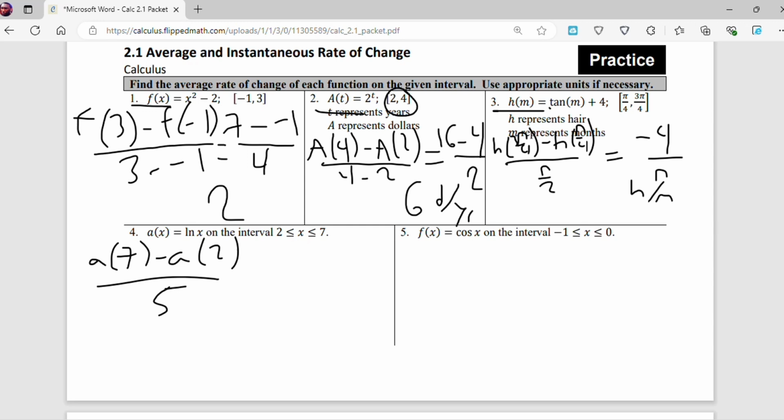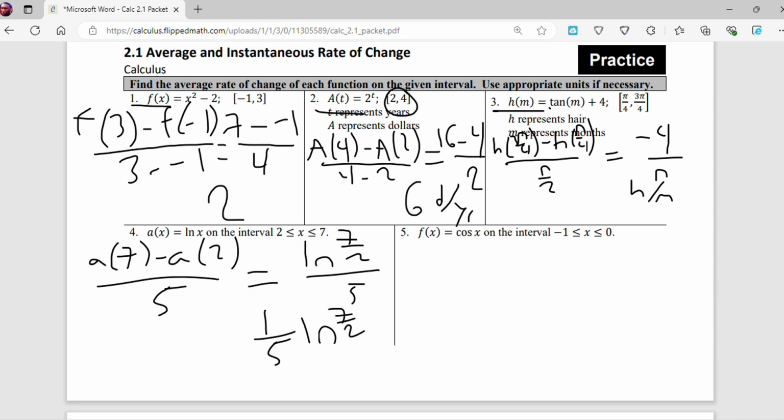Now, we don't know what ln 7 is. We don't know the exact value of ln of 2 either. So what we can do is have ln of 7 over 2 over 5. Why did I combine ln of 7 over 2? If you remember your logarithmic properties, subtracting any logarithmic function is the same thing as dividing. So 7 minus 2 would be 7 over 2. And you can rewrite this as 1/5 ln 7 over 2.